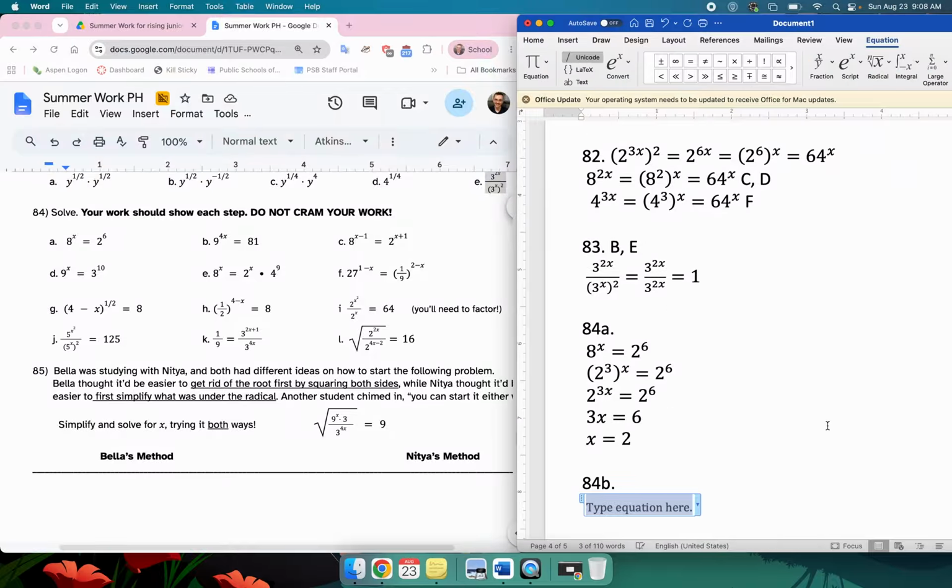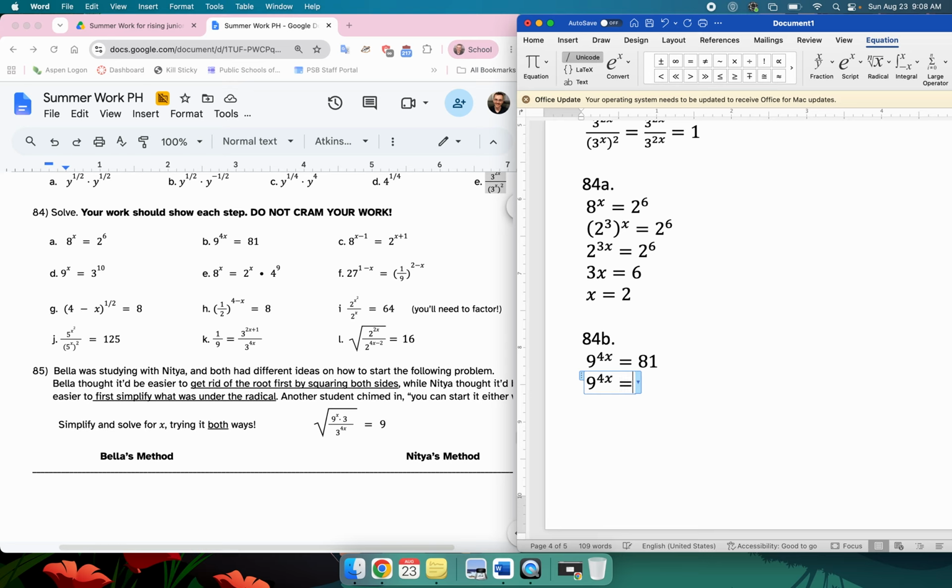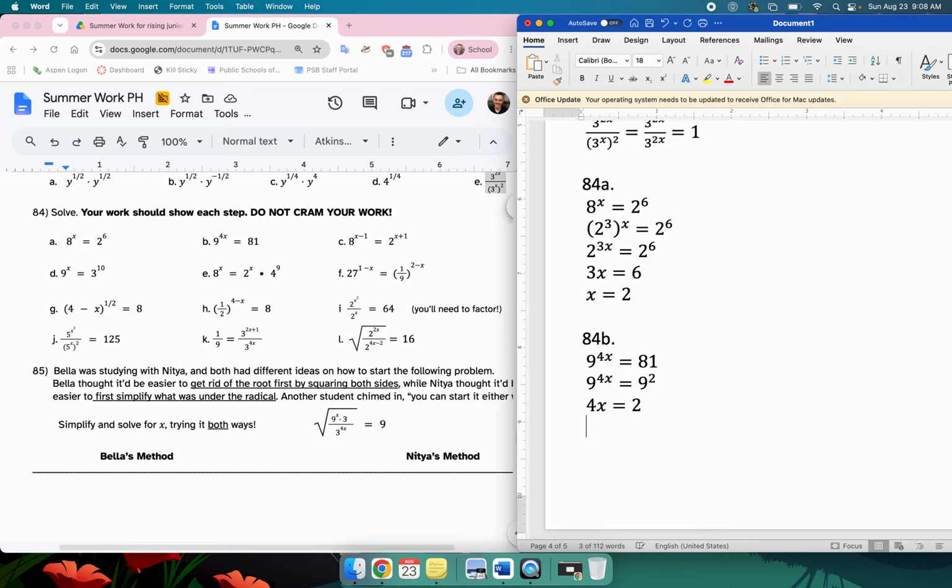84b, I've got 9 to the 4x equals 81. Everything here is a power of 9, so I'm going to rewrite that this way. So I've got the same base. Now I can equate the exponents. I got x is equal to 1/2.